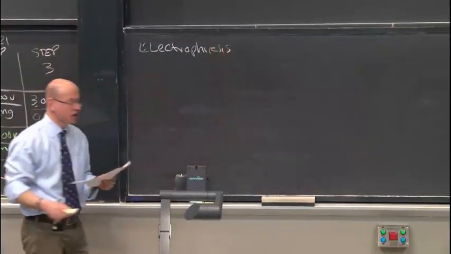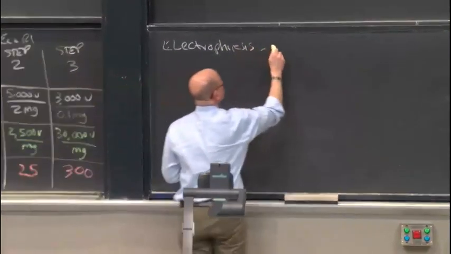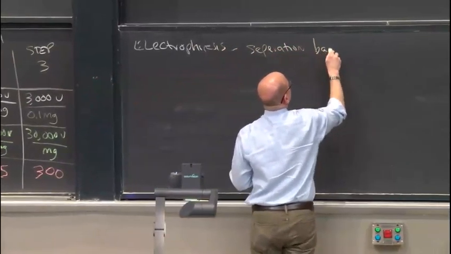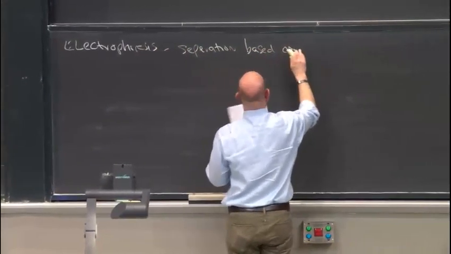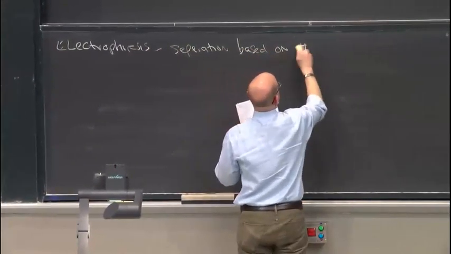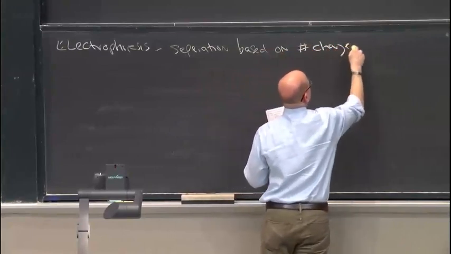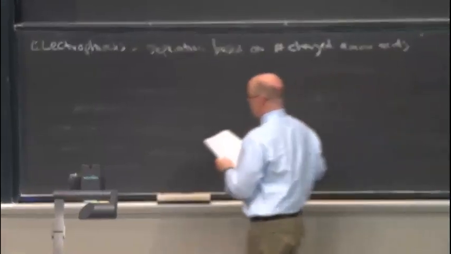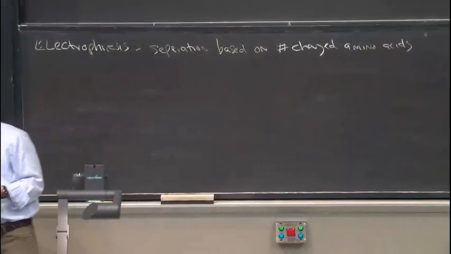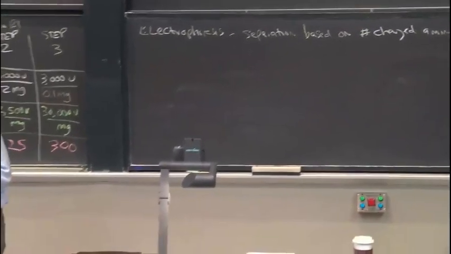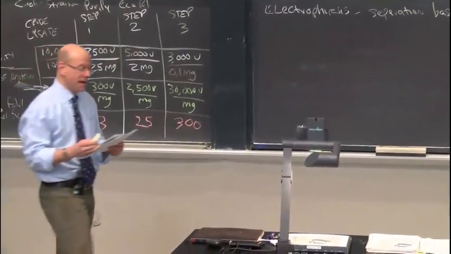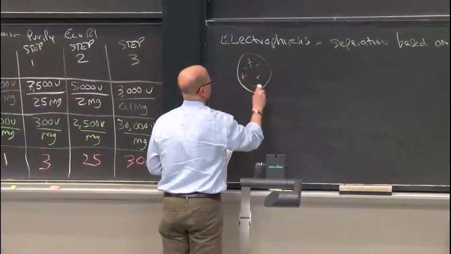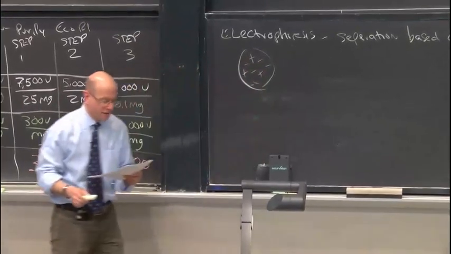Electrophoresis in general is a separation based on charge, based on the number of charged amino acids. And so it's going to be some function of our lysines, histidines, arginines, aspartates, glutamates. And every protein is going to have some net charge: plus, plus, plus, minus, minus, minus, depending on the number of positive or negative charges.